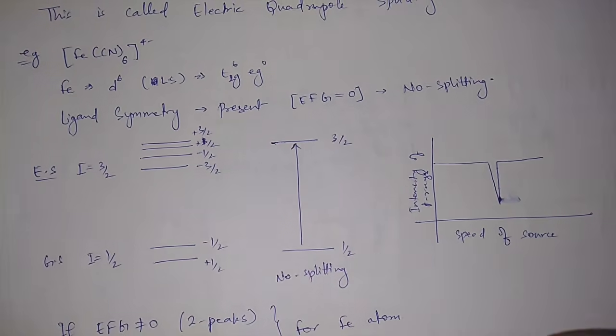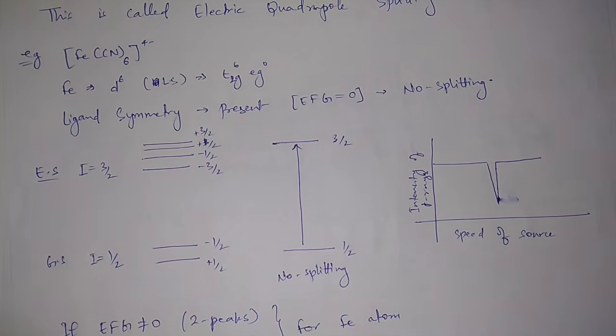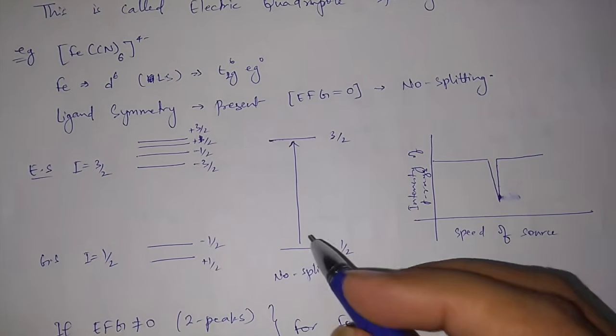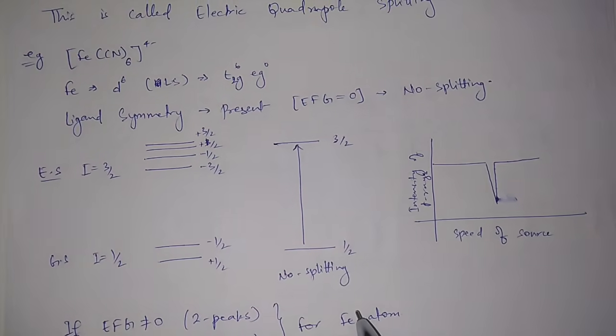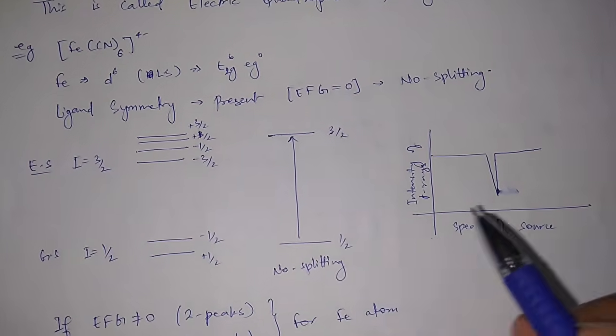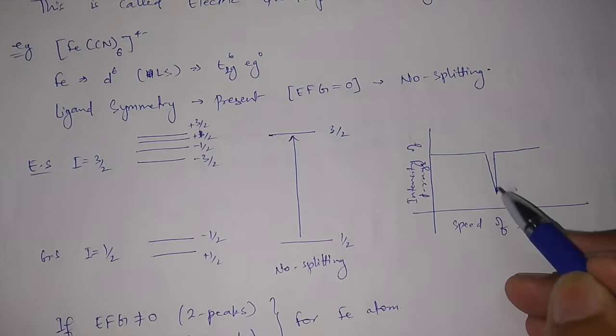So now the selection rule is the same, that is delta I should be either 0 or plus minus 1. So for this case, you can have delta I equal to 1, and how many peaks are you going to get? You are just going to get one peak.